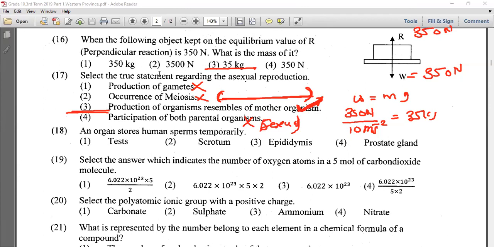An organ that stores human sperm temporarily: epididymis. Okay, next one.